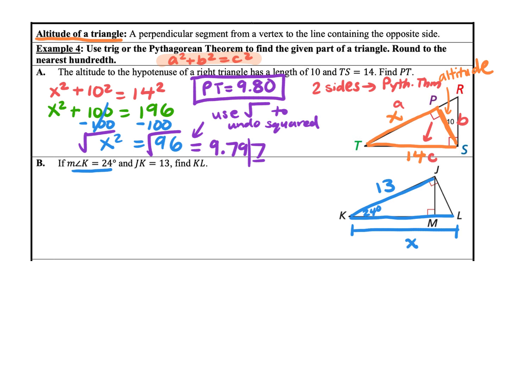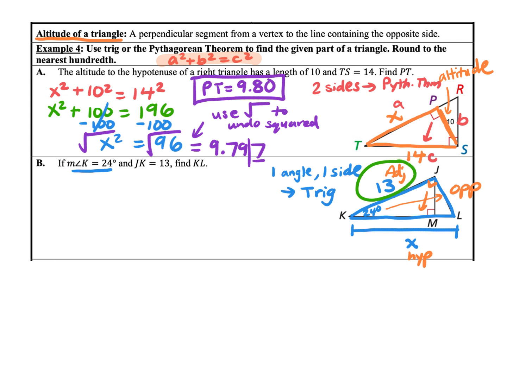And I don't have JL, so I'm not able to use the Pythagorean theorem here because I only know one side, 13, and I want to find the other, x. But since we have one angle and one side, we're able to find another side using trig. So think SOHCAHTOA. Looking at that outermost triangle, across from the 90, we have the x, so we're missing the hypotenuse. Opposite the 24 degrees is this JL side, and adjacent is the 13.